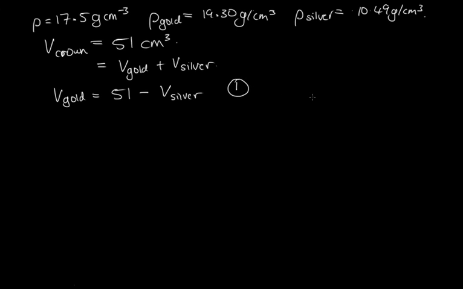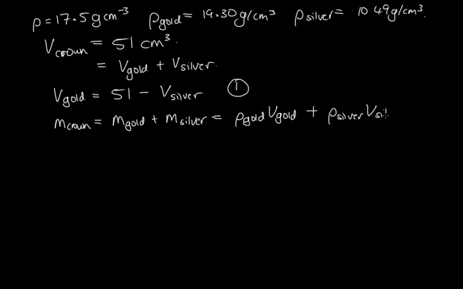Now the other thing we know is the mass of the crown. So we know that the mass of the crown is equal to the mass of the gold in the crown plus the mass of the silver in the crown. So the mass of gold in the crown is the density of gold times the volume of gold, and the mass of silver is the density of silver times the volume of silver. So we've got that the mass of the crown is 894 grams, the density of gold is 19.30 times the volume of gold, and the density of silver is 10.49 times the volume of silver.